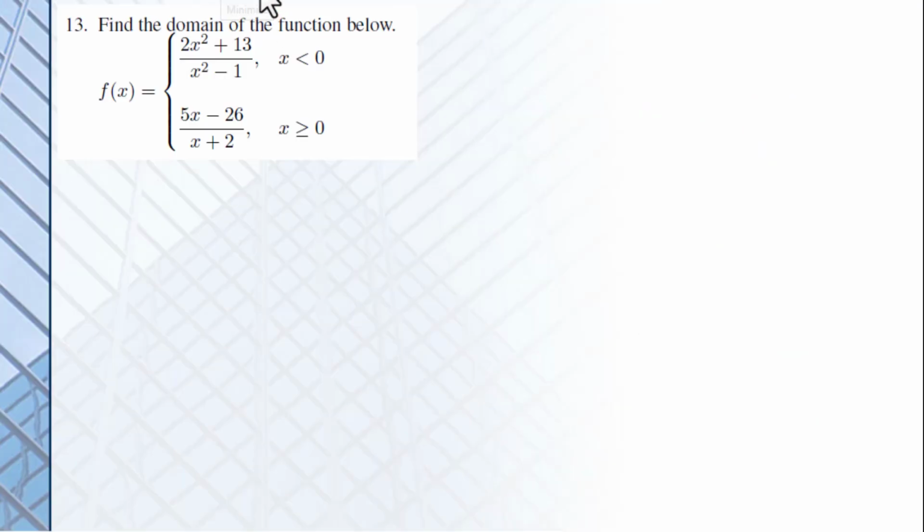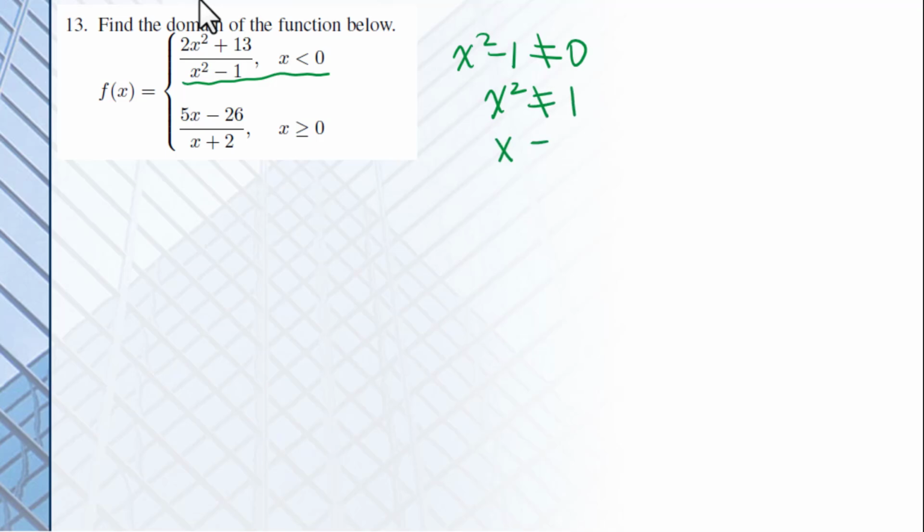Let's go to number 13. Find the domain of the function below. For the first function, we are given the domain is x less than 0. Since this is a rational function, the denominator x squared minus 1, we will set up it's not equal to 0. Then x squared not equal to 1. x not equal to plus or minus 1.